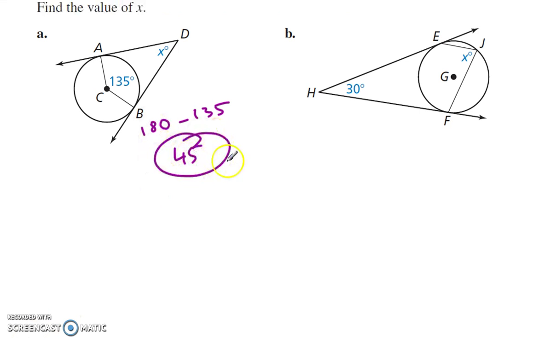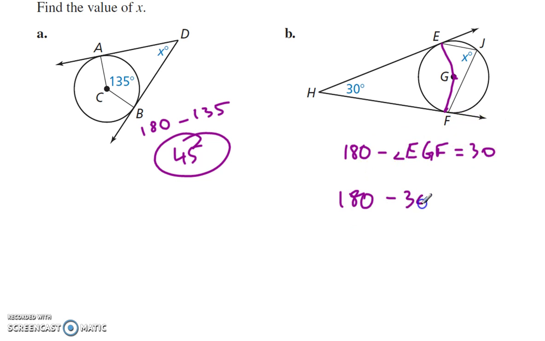degrees. Now over here, this one's a little bit trickier because they're not giving the central angle. So we'd first have to find the central angle. 180 minus the central angle, minus angle EGF, is 30. So I can bring the EGF over here and subtract 30. So 180 minus 30 is EGF, which is 150. So that's 150 here, and this measure is half of that. So I have to take half of that, divide that by 2, and we get 75.